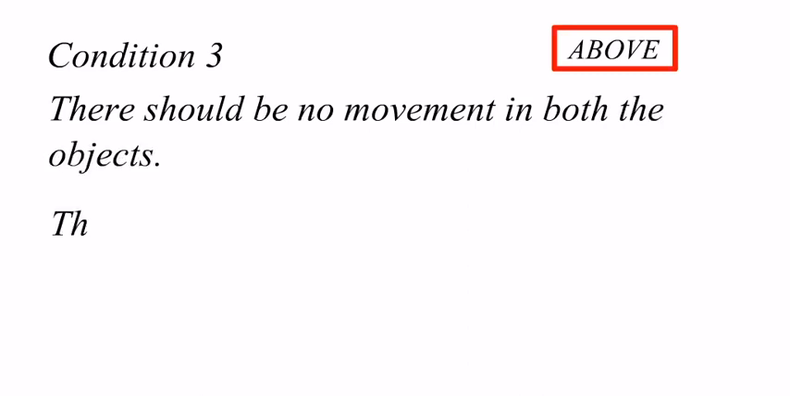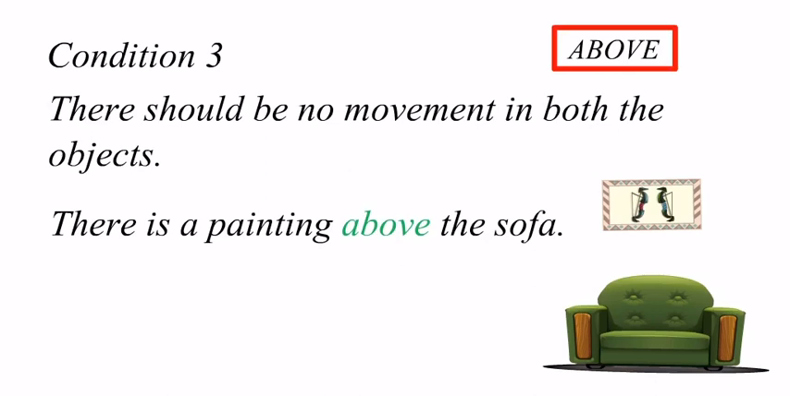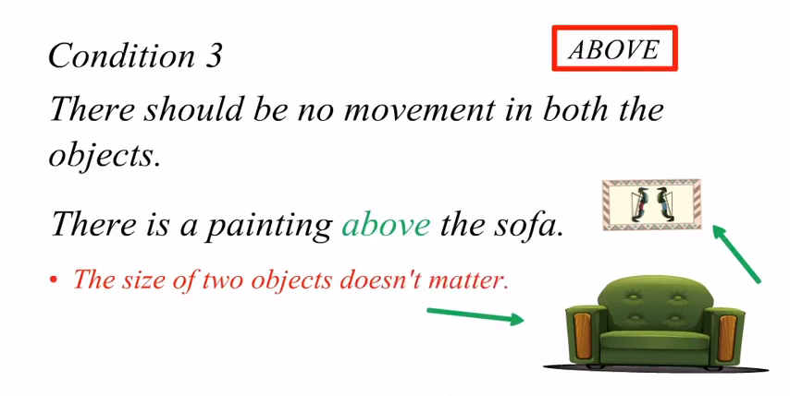For example, there is a painting above the sofa. So the sofa is here and the painting is here and they both are stationary. There is no movement in this picture. And in case of above, the size of the two objects doesn't matter. We don't focus on which one is the larger and which one is the smaller object.